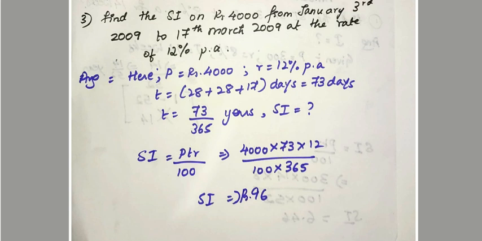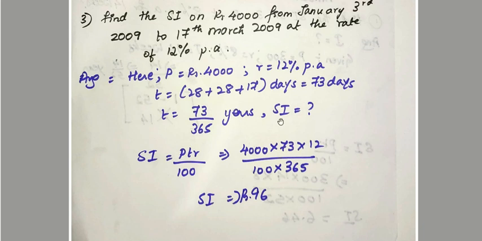So January, how many days in a month are there? In the month of January there are 31 days. In that 3 days are gone, so 28 days, plus February is 28 days because it's not a leap year 2009, plus 17 days, which is equal to 73 days. That is your time. T is equal to 73 divided by 365 in order to convert it into years.